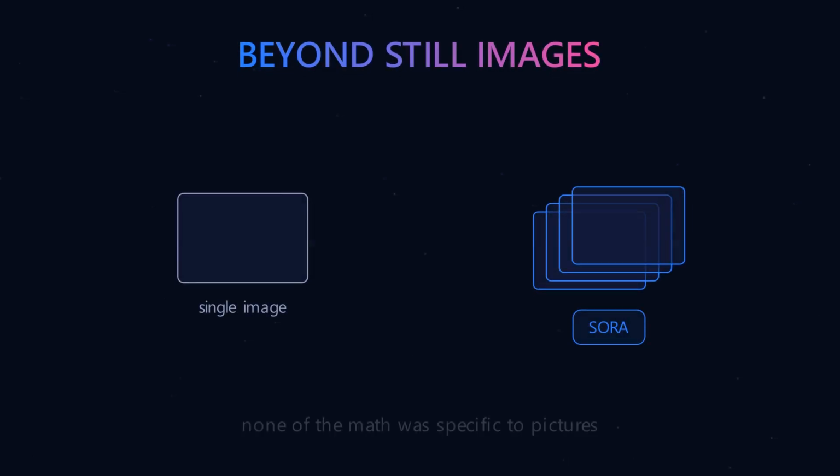None of the mathematics in this video was specific to pictures. A vector field can transport a distribution over any kind of data, including video, where each point isn't a single frame, but an entire spacetime volume of pixels evolving across time. That's a large part of what sits underneath systems like Sora. The same straight-line, simulation-free training principle, scaled up to a domain where simulating a full stochastic trajectory during training would have been even more punishing than it was for still images.